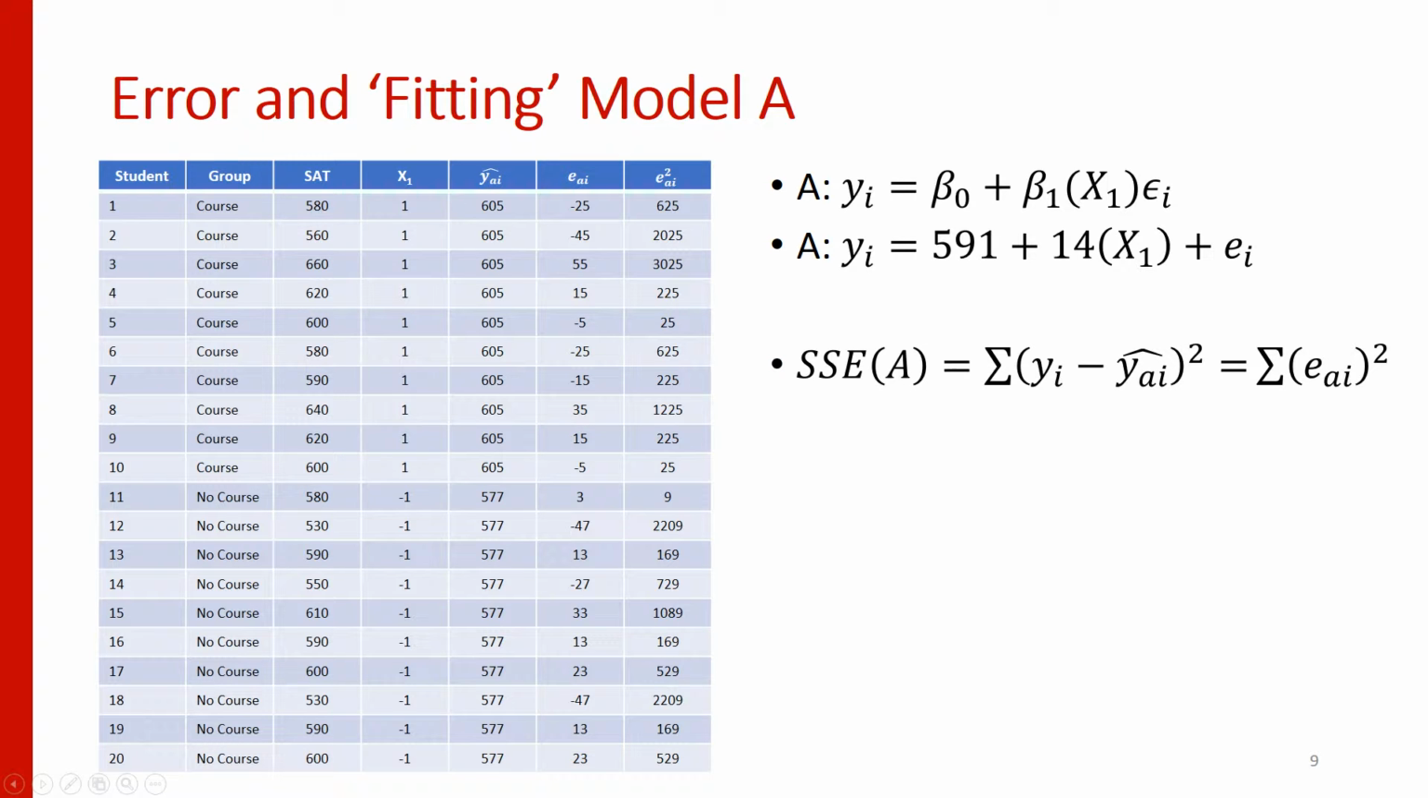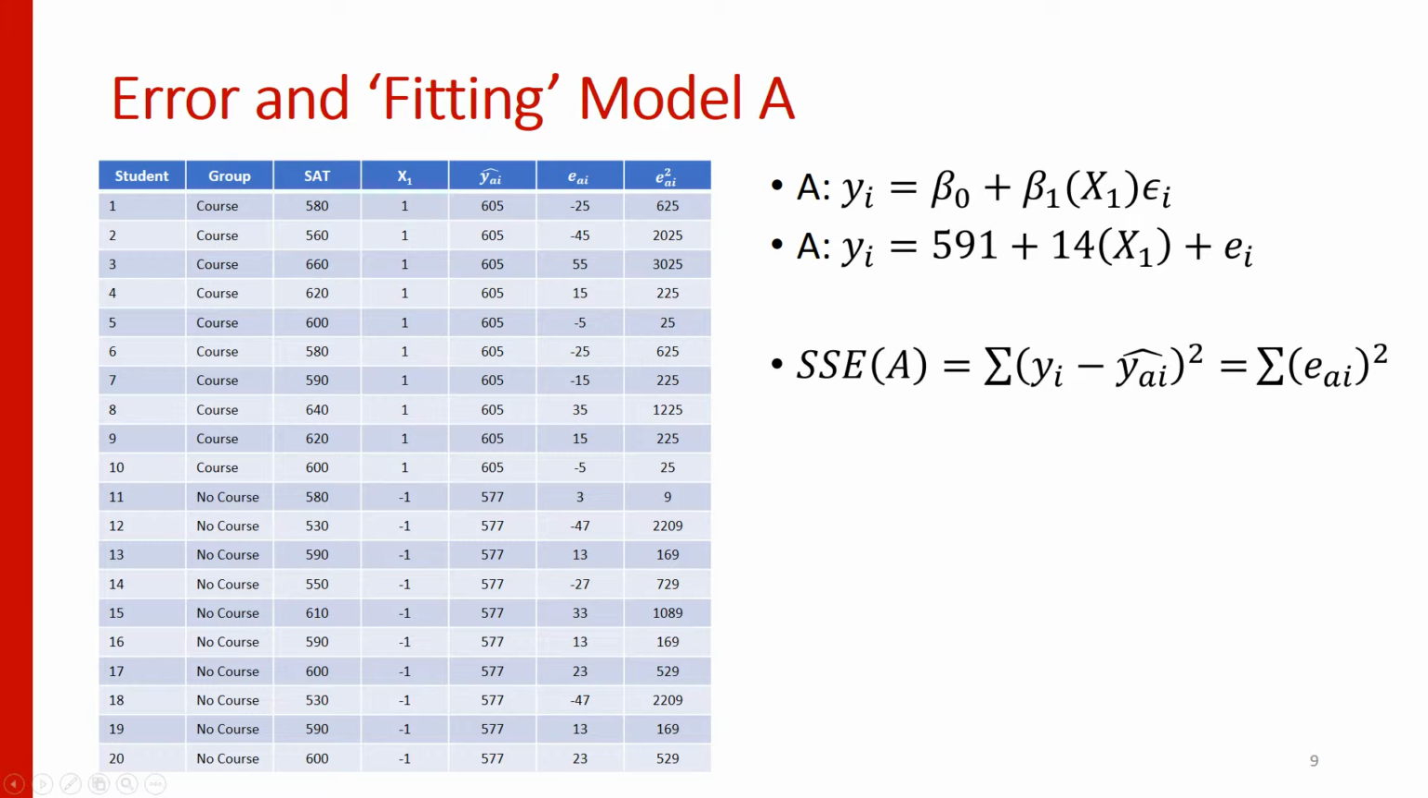Now, these two values happen to be the mean of the SAT scores for people who took the course and the mean of the SAT scores for people who didn't take the course. And the reason why we end up with the means of those two groups is that we're using a least squares method of estimation, right?